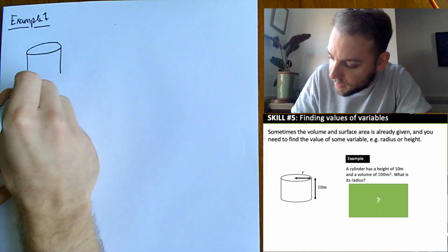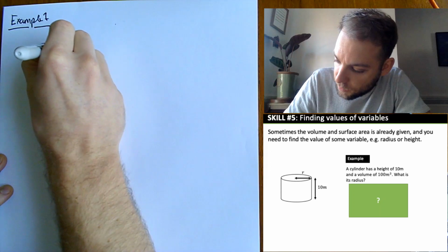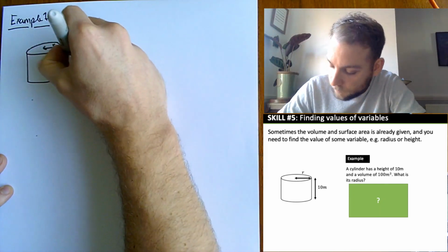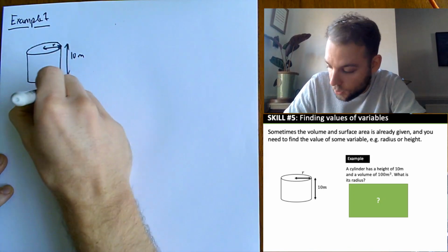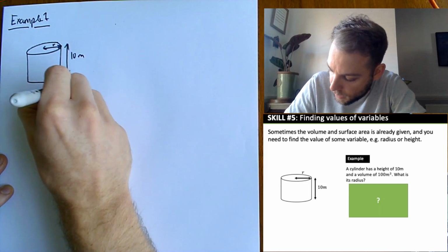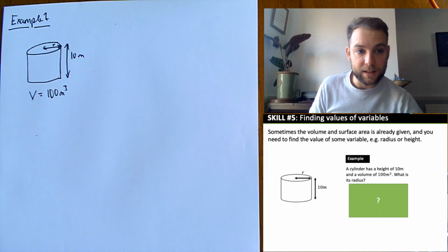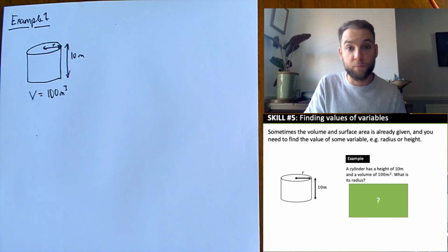So we've got our cylinder here. We've got our radius there, which is r. We've got our height, which is 10. And it's telling me the volume is equal to 100 meters cubed. So I'm going to keep referring back to this. Today, it's all about getting the formula, substituting in, and then working backwards.